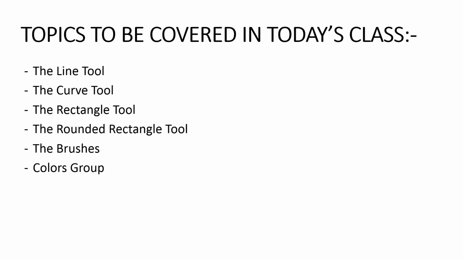The topics that we will be covering in today's class are: we will see 4 tools, the line tool, curve tool, rectangle tool and rounded rectangle tool, and then we will see the brushes and the colors group in paint. Fine. 4 tools we will see: how to draw a line, how to draw curved lines, how to draw the rectangle, and how to draw the rounded rectangle. Rounded rectangle means a rectangle whose edges are round, corners are round.